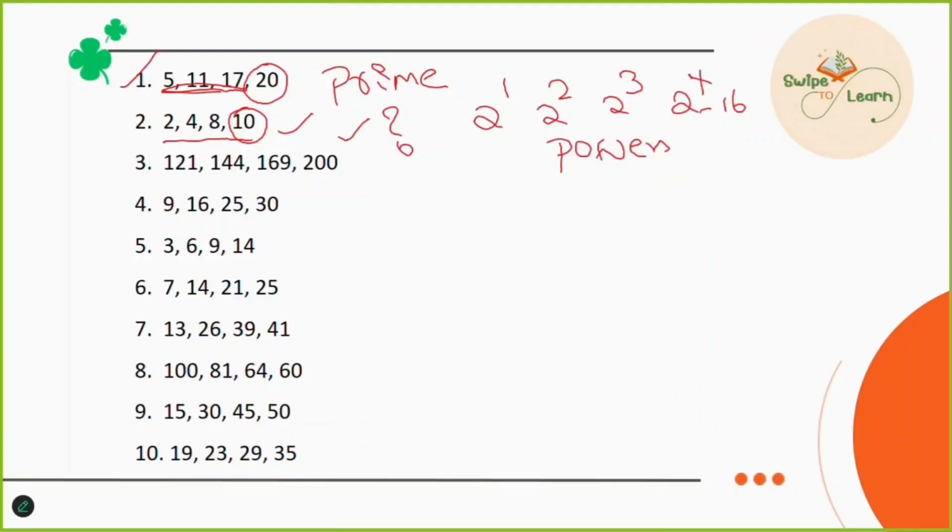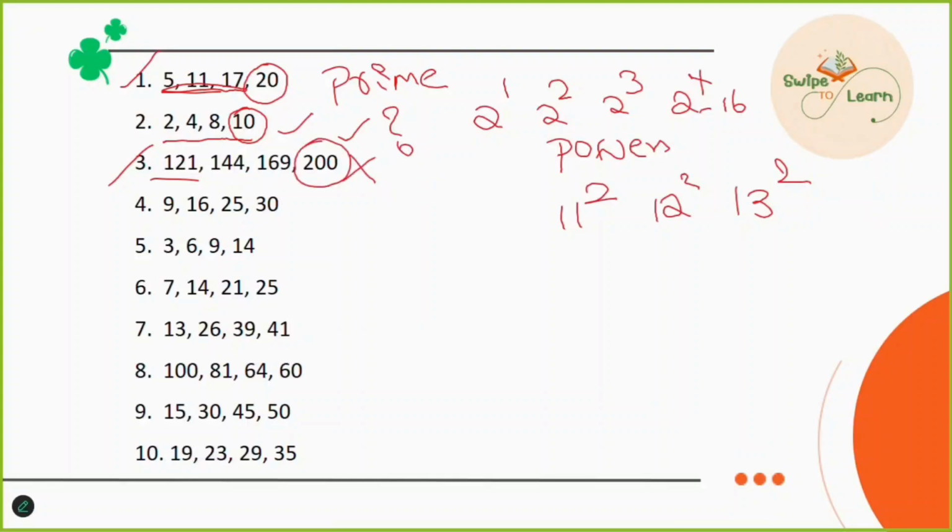Next, 121, 144, 169 and 200. When we observe, 121 is 11 square and 144 is 12 square and 169 is 13 square, whereas 200 is not a perfect square. So the odd man out is 200.